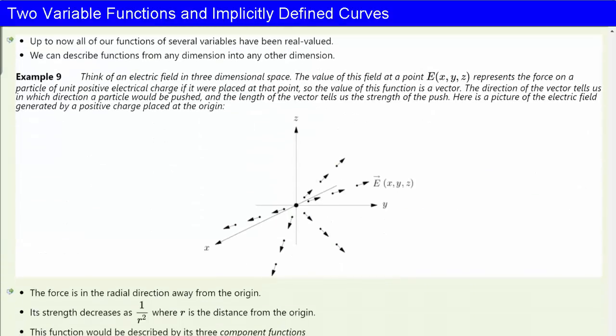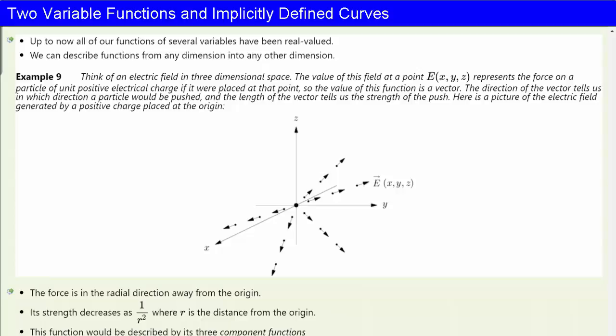Now, up to this point, all of our functions of several variables have been real valued. But in fact, we can describe functions from any dimension into any other dimension. As a real-world motivation, think of an electric field in three-dimensional space. The value of this field at a point, let's call it E of x, y, and z, represents the force on a particle of unit positive electrical charge if it were placed at that point.